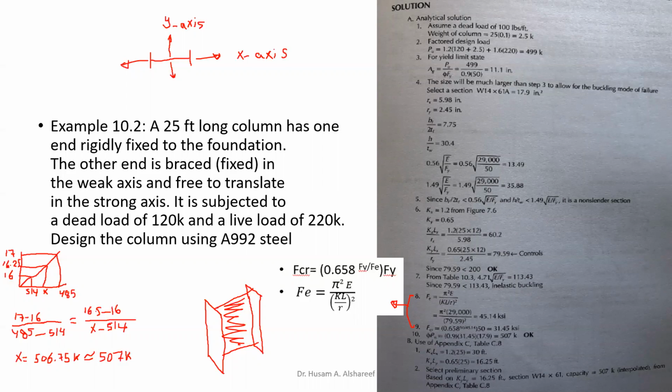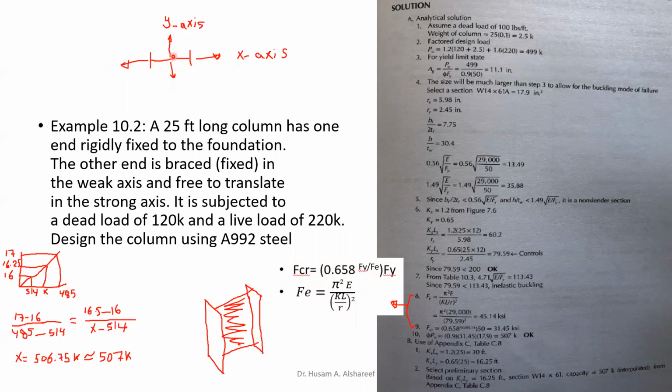Design the column using this type of steel, A992. So first, we need to understand the problem statement before proceeding with the solution. First, we have an I-beam column that looks like this, 2 flanges and a web. If we look at the column from the top view here, we have the x-axis and the y-axis. The x-axis is the strong axis, and the y-axis is the weak axis.